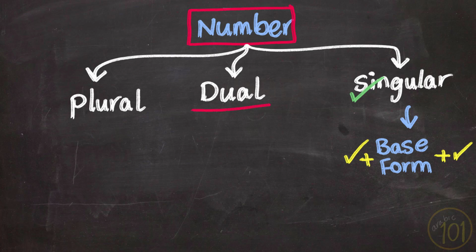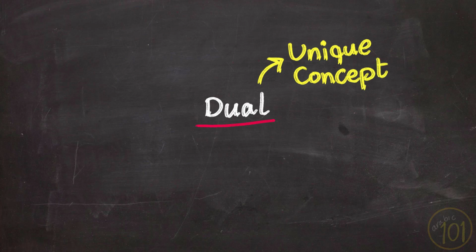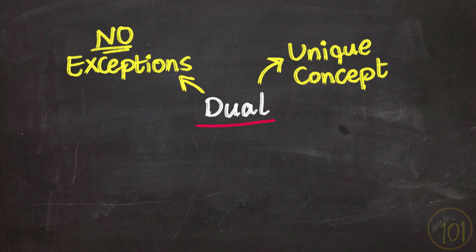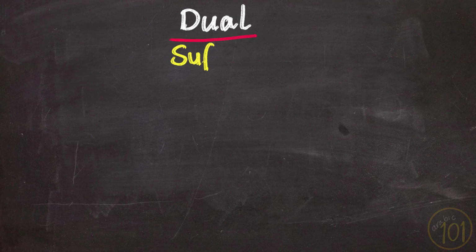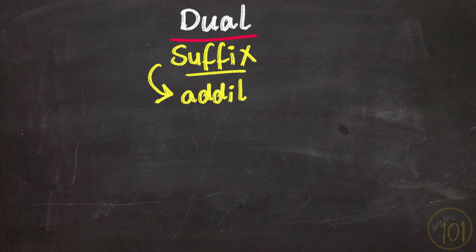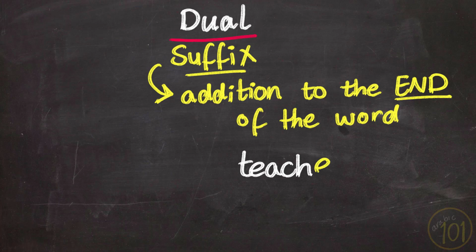Now, as for the dual nouns, this is a unique concept in the Arabic language. The good thing is that it is entirely regular, meaning that there are no exceptions to these rules whatsoever. You will be able to apply and identify them once you know the rules. No exceptions. So to use any noun in the dual form, you will have to add a suffix at the end of the word. And for those who don't know, a suffix is an ending which changes the meaning or the function of the word, like adding er and turning teach into teacher, work into worker, and so on.